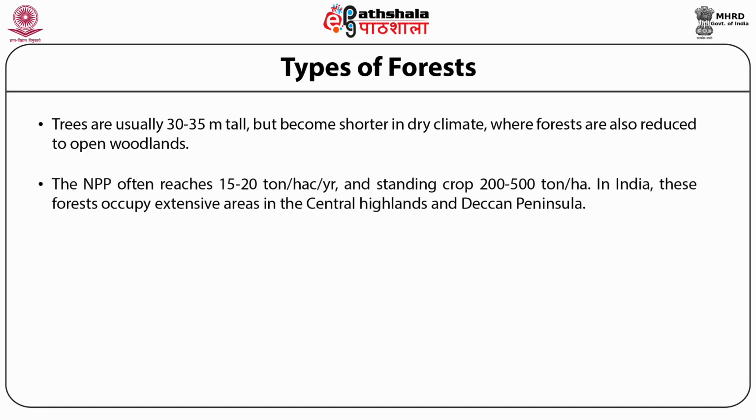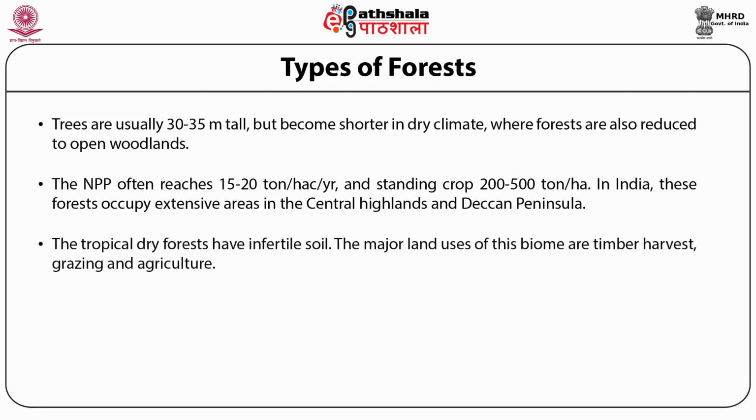The net primary productivity often reaches 15 to 20 tons per hectare per year and standing crop 200 to 500 tons per hectare. In India, these forests occupy extensive area in the central highlands and Deccan Peninsula. The tropical dry forests have infertile soil. The major land uses of this biome are timber harvest, grazing and agriculture.